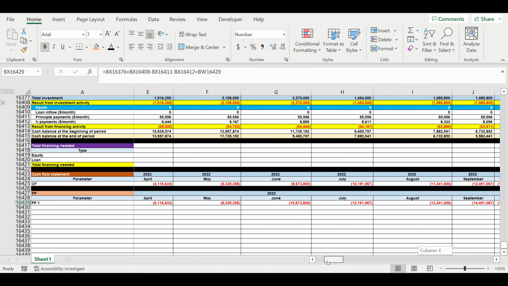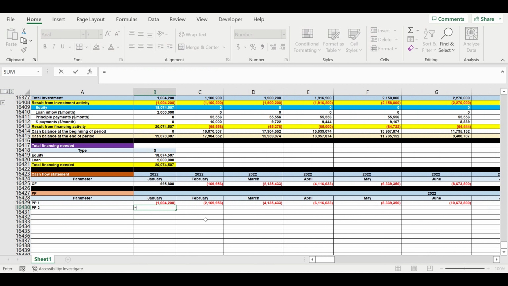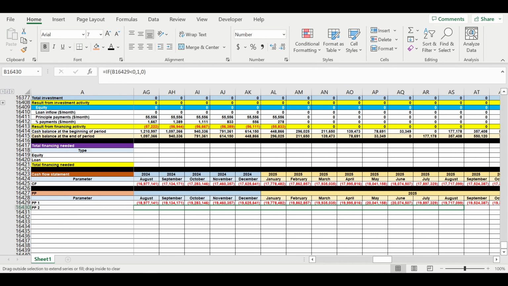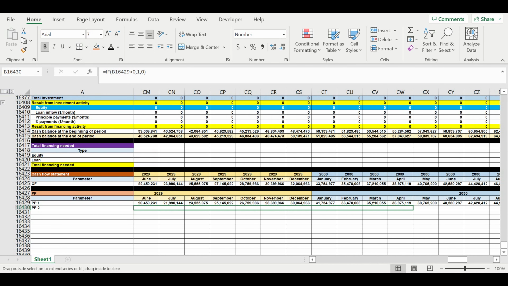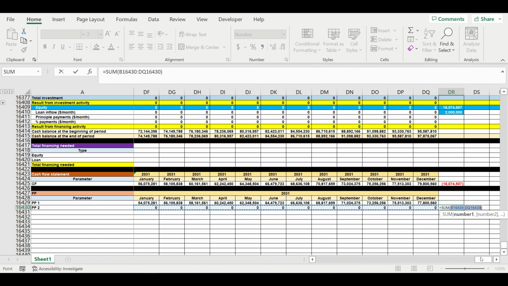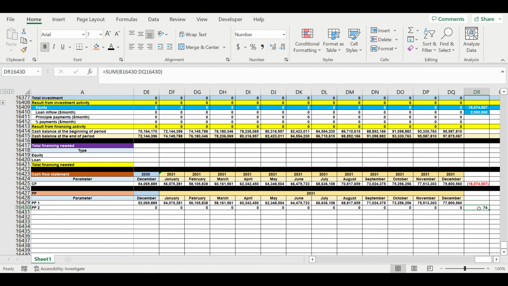If we want to calculate this in months, we will create a very simple formula. So if this value is less than 0, we will put 1, otherwise 0. And then we will extrapolate this formula to the right. So we can create totals. And now we know that the payback period is equal to 74 months of our business idea.